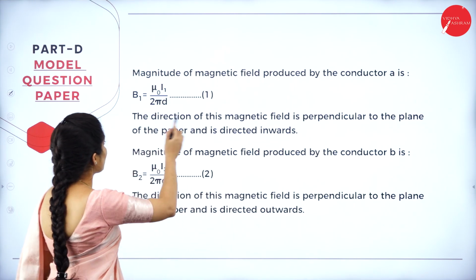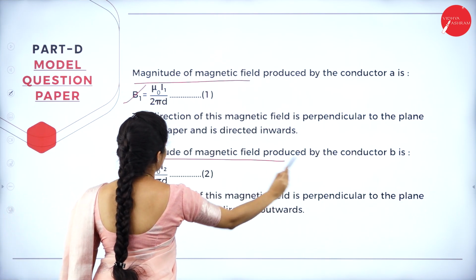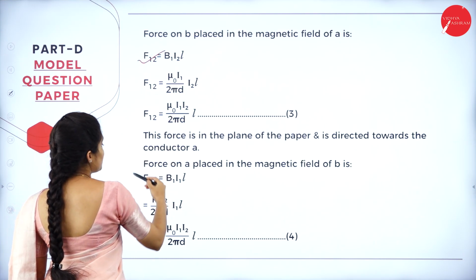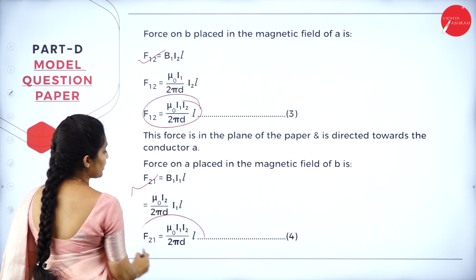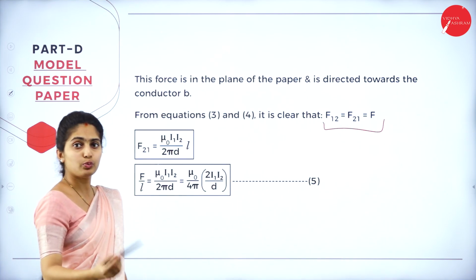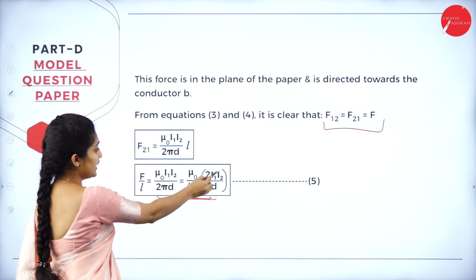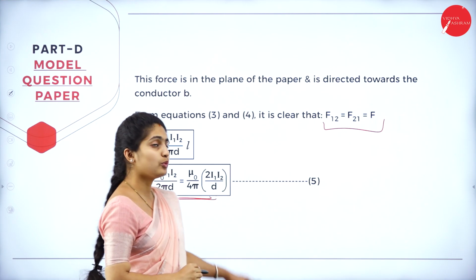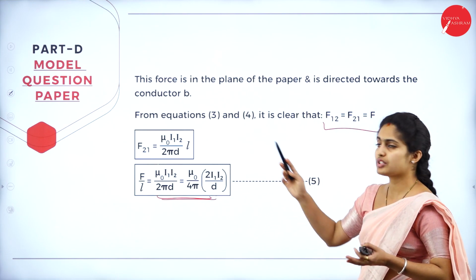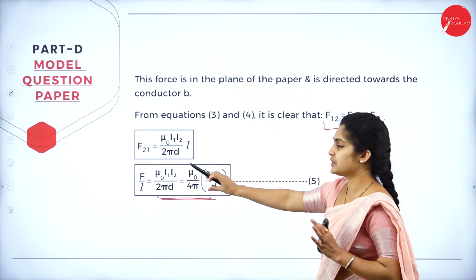Next, write the magnitude of the magnetic field produced by one conductor and the magnitude of the magnetic field produced by the other conductor. There are 2 sets of equations. Next is the force, that is F12, F21. Just relate the equations, both are one and the same. So you can write F12 equal to F21, which is equal to F. Writing the equation, you will end up with the force per unit length: mu naught divided by 4 pi times I1 I2 divided by D. You will have to mention what F is, what mu naught by 4 pi is, which is a constant, what I1 is, what I2 is, and what D is.